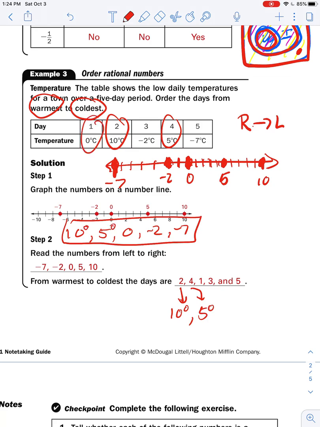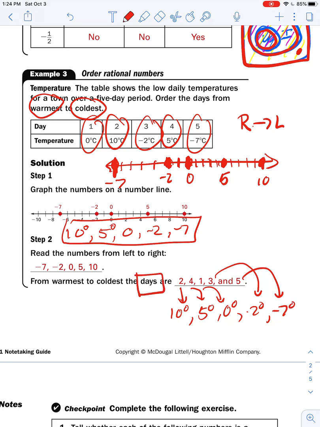The day that was 0 degrees was day 1. The day that was negative 2 degrees was day 3. And then day 5 was the coldest day at negative 7 degrees. So just kind of pay attention, because it's asking for the days, which is this top row, rather than the actual temperatures like we had here when we put them in order.